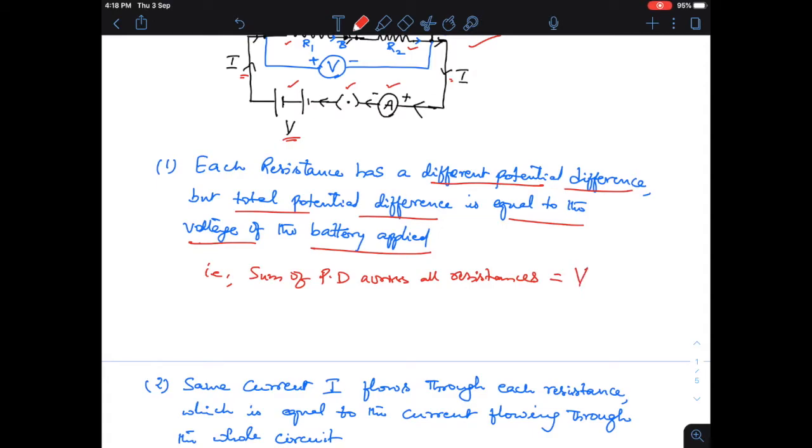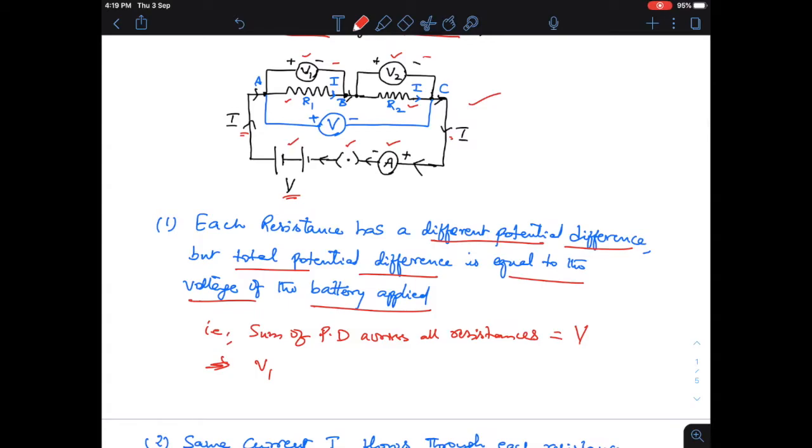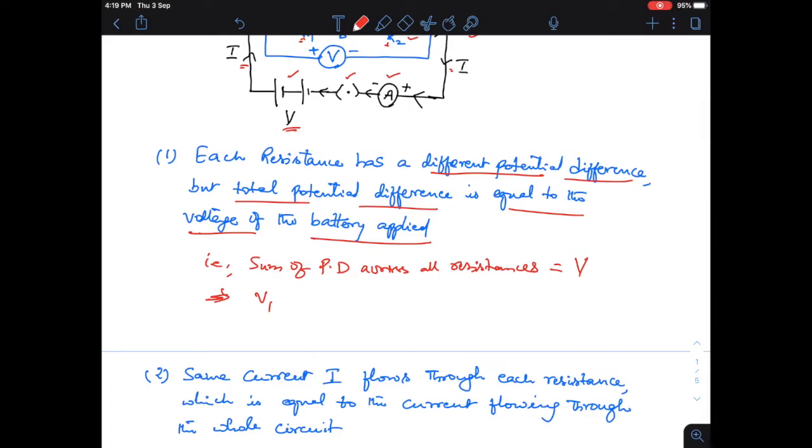So, I can write this as V1 plus V2. V1 is the voltage which I have shown you, and we know that a voltmeter is connected in parallel. I have shown you this V1 and V2. V1 and V2 are the voltages across R1 and R2. So, V1 plus V2 is equal to V.